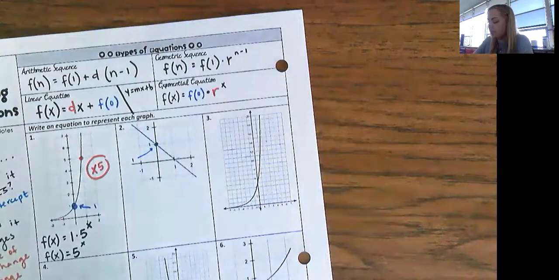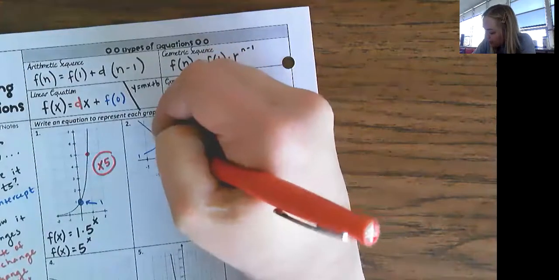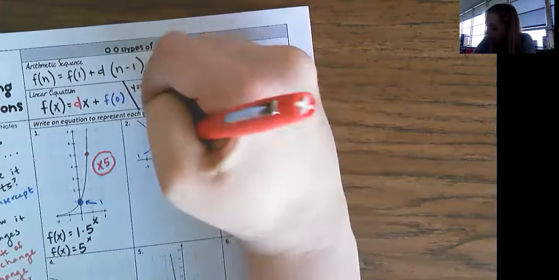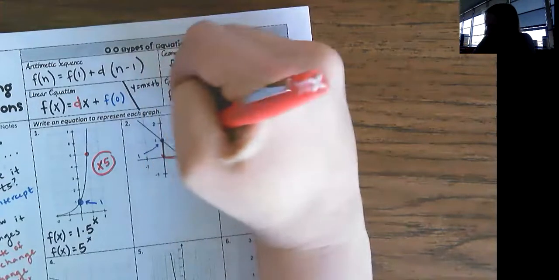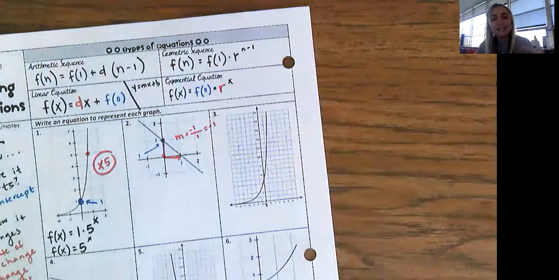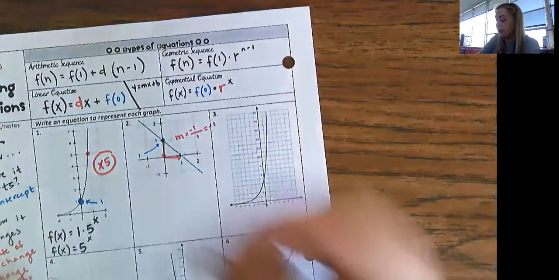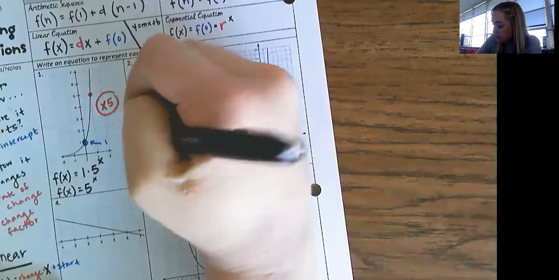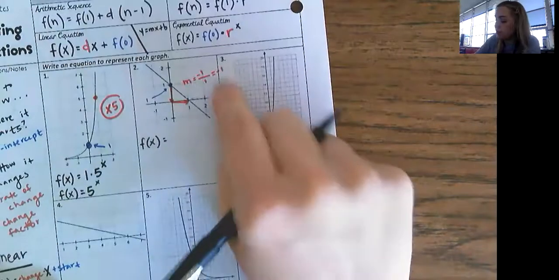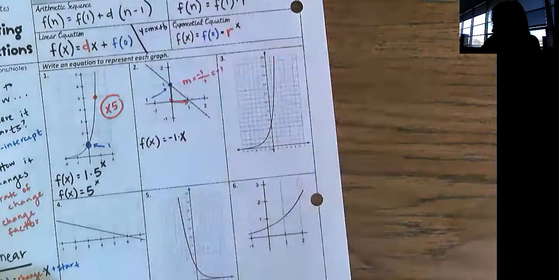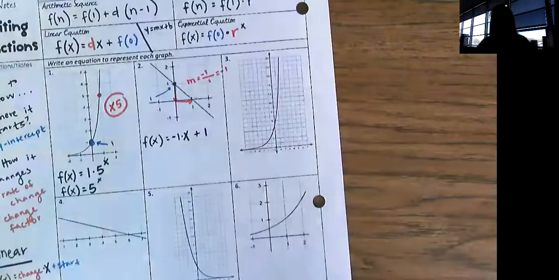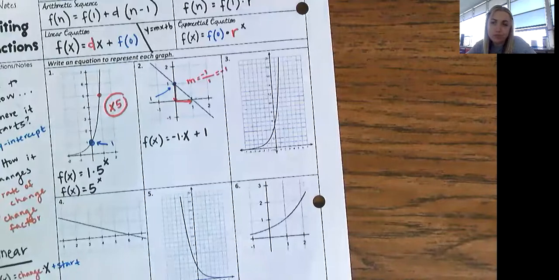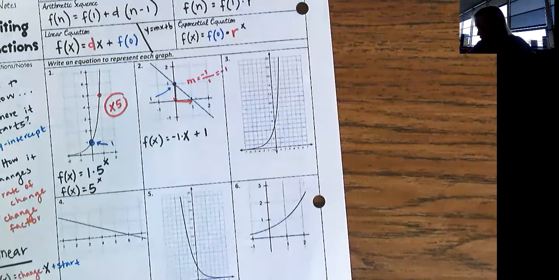And the change here, it's going down 1, space to the right 1. So m equals -1 over 1, which is -1. So I have my start. I've got my change. Let's write the equation. It's going to be change times x plus the start. So f of x equals the change, which was -1, times x plus the start, which was 1. Super simple.